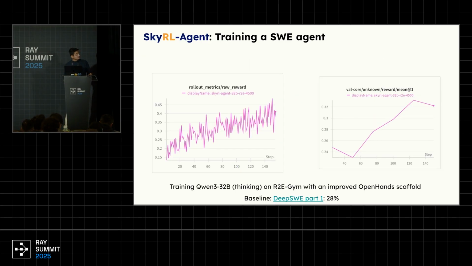Okay, I also want to talk about our runs for training a SWE agent. Again, not many details here, but we're showing the training reward curve as well as the validation reward curve. With an improved implementation of the OpenHands scaffold, we're able to beat the baseline DeepSWE recipe in terms of validation accuracy. The baseline was about 28%, and we're able to reach 33%. And we've already put this up in the agent stack on SkyRL for you to check out.